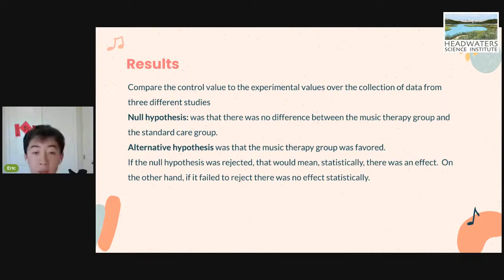So basically, our null hypothesis said that there was no difference between the music therapy group and the standard care group, while the alternative said that the music therapy group was favored. And if we rejected this null hypothesis, that would mean that statistically there was an effect of music therapy. And if we failed to reject it, there was no effect.